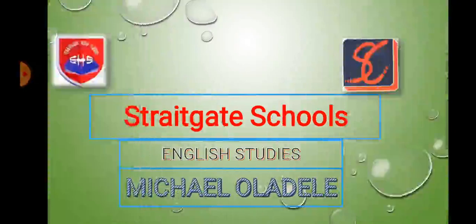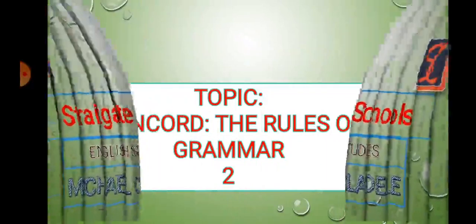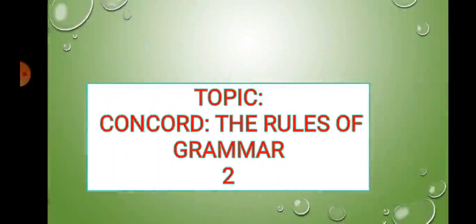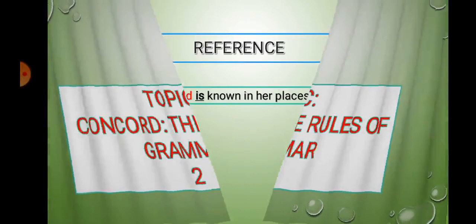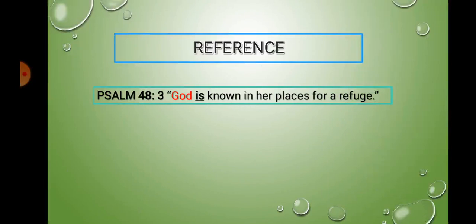I am Mr. Oladile. Today, the topic we'll be considering is Concord, the rules of grammar 2. About 2 weeks ago, we considered Concord, the rules of grammar 1. So today, we'll be considering Concord, the rules of grammar 2, where we're going to study some rules guiding sentence construction. And for that reason, our Bible reference is taken from the book of Psalm, chapter 48, verse 3.